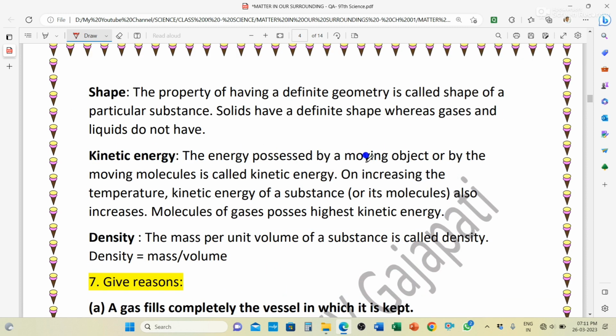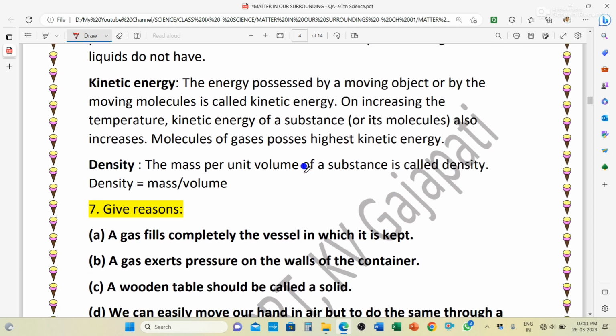Then kinetic energy. The energy possessed by a moving object or by moving molecules is called kinetic energy. On increasing the temperature, the kinetic energy of a substance also increases. If you increase the temperature, then kinetic energy will be more. Molecules of gases possess the highest kinetic energy, because gases always move very fast as compared to solids and liquids. Then density. The mass per unit volume of a substance is called density. Density equals mass by volume.